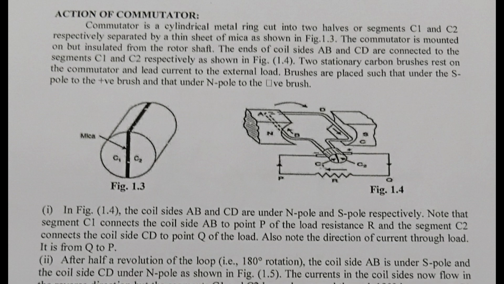Half rotation. After half a turn, the coil sides change position under opposite poles, but the commutator also rotates, reversing the connection to the brushes. The result? The current direction through the external circuit remains the same, even though the EMF in the coil is alternating. This is how the DC generator converts alternating EMF into direct voltage using the commutator. The brushes help deliver this voltage to the external load.